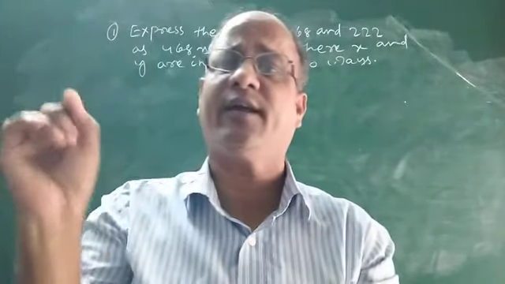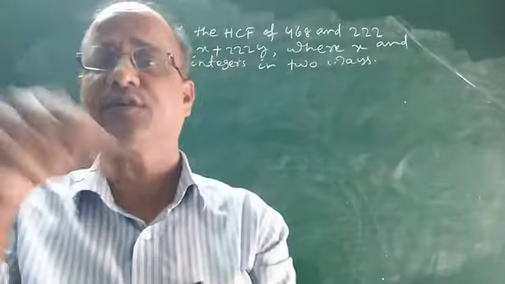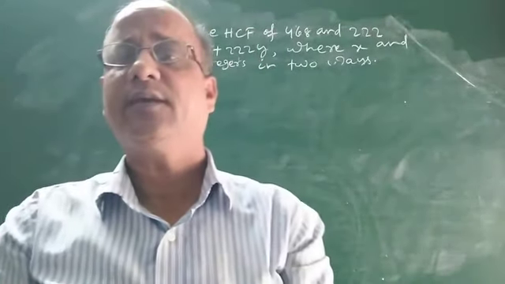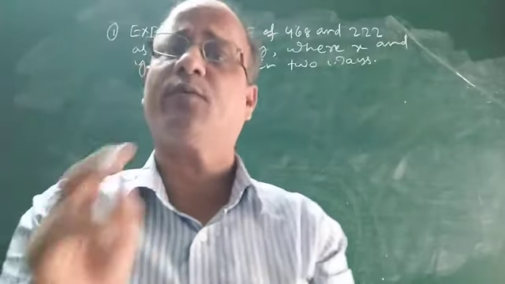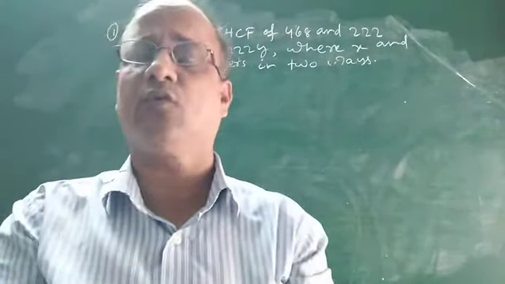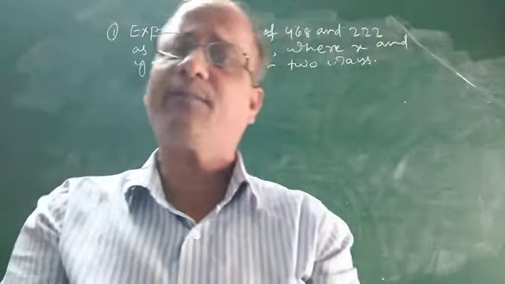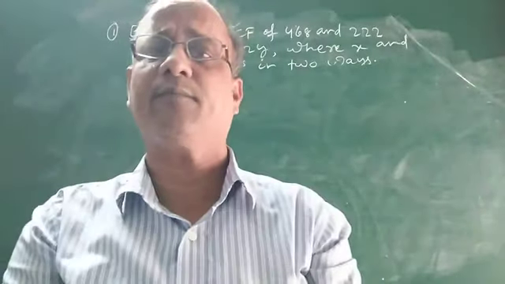Then after finding the HCF, suppose you are given two positive integers, say A and B, and their HCF is, suppose, small d. Then how to express d as a linear combination of the two given positive integers, that is A and B, you know. So based on that particular phenomenon, let us discuss one problem.